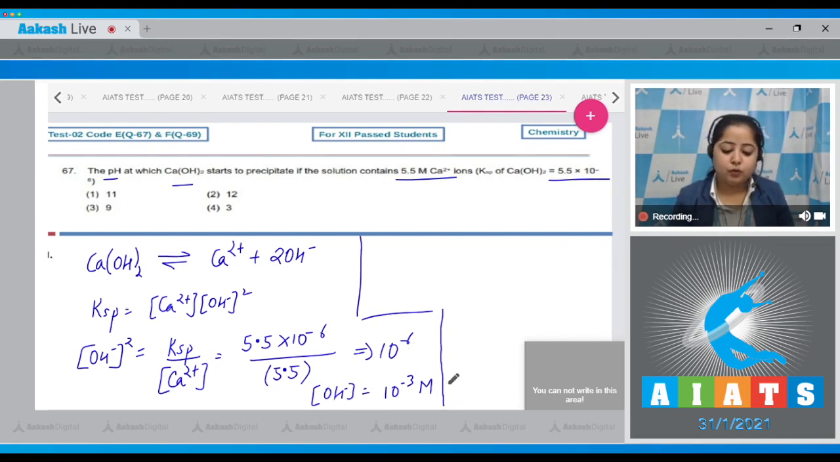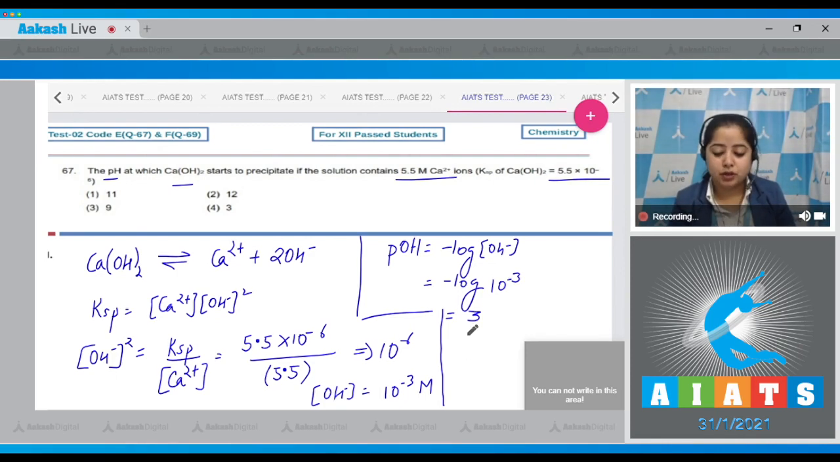Now students, we have to calculate pH. So first we will calculate pOH, which is equal to minus log concentration of OH- ion. So minus log 10^-3, which is equal to 3. So pH is equal to 14 minus 3, which is equal to 11. That means the correct answer is option number 1.